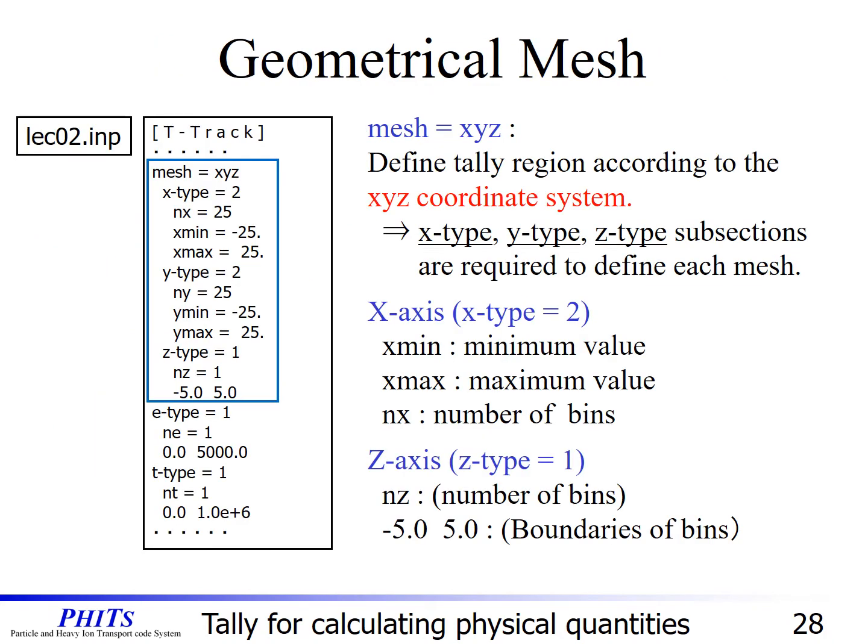In the track tally section of lec02.inp, XYZ mesh is adopted. How to divide the region is defined by the x-type, y-type, and z-type subsections. For the X-axis, the minimum value, the maximum value and the number of mesh are defined. For the Z-axis, the number of mesh and the Z-coordinates of each boundary are defined.